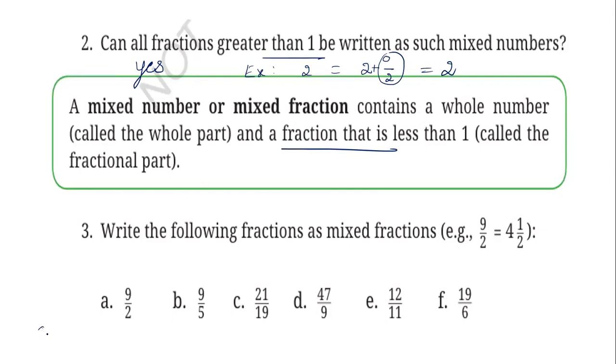Solution. A, 9 by 2. 9 by 2 can be written by just dividing 9 by 2. 2 ones are 2, 2 fours are 8. 9 minus 8 is 1. That means 4 whole parts and 1 by 2.